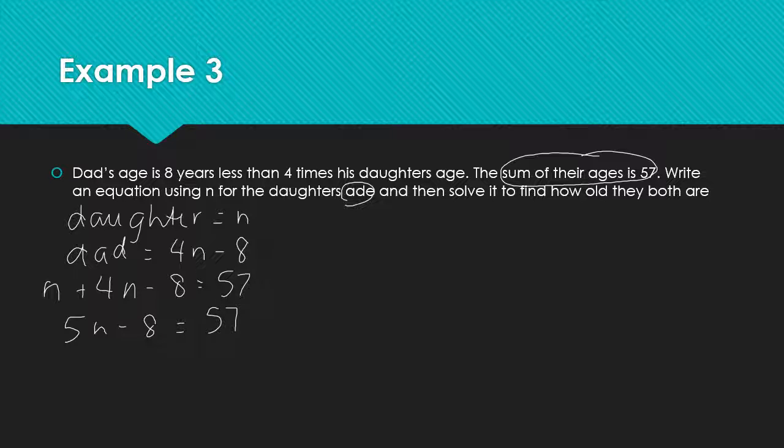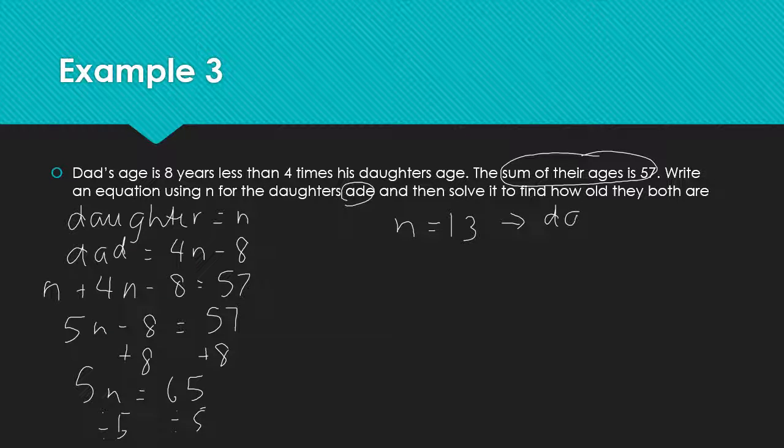Next step, what are we going to do? Well, the 8's furthest away from the n, so let's plus 8 to both sides. 5n equals 65. Then last step, let's divide them both by 5. So n would be 65 divided by 5, which is, I think, 13. So let's do 13. Now whose age is this? I'm pretty sure this is the daughter's age. So we've got her age.